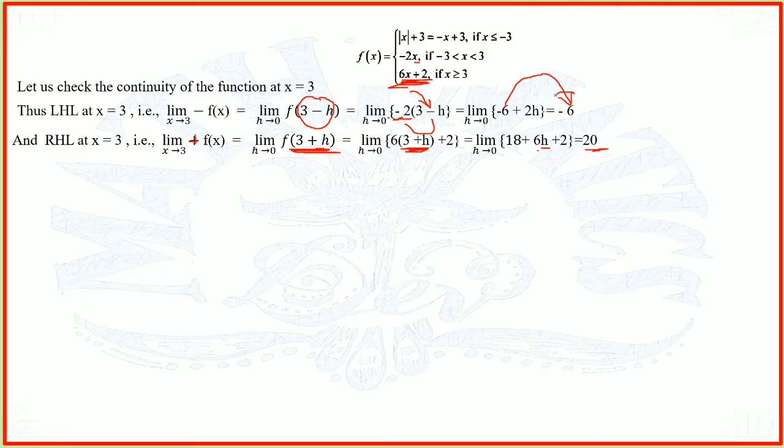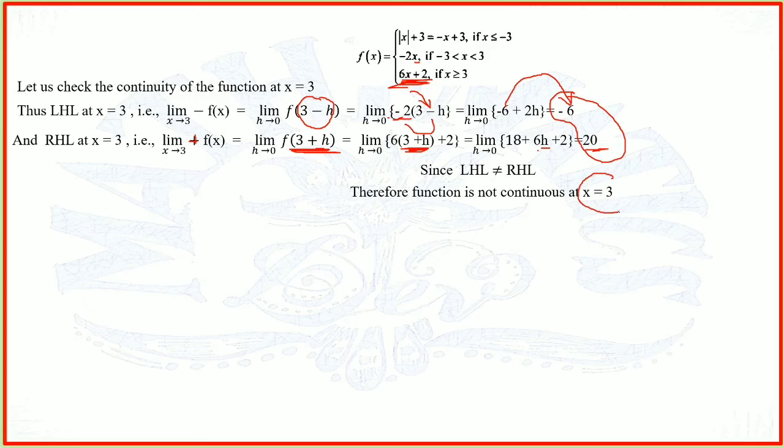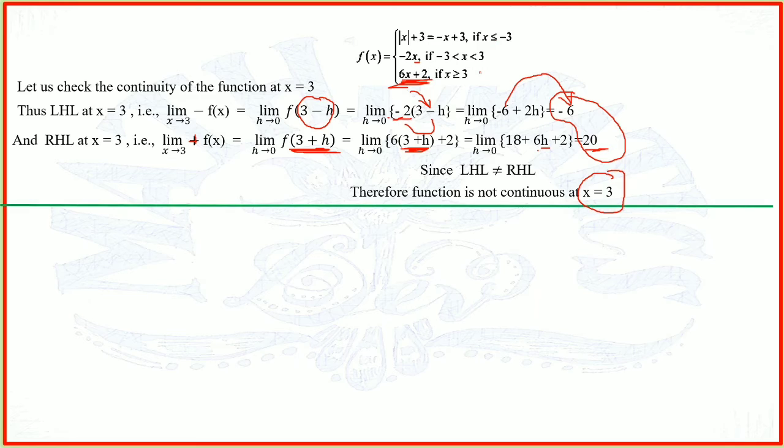Now look at here, the big difference between these two. There's a jump, a huge gap between the right hand limit and the left hand limit. The function is not properly behaving. So that means the left hand limit is not equal to right hand limit, hence the function is not continuous at x is equal to +3, but the function was continuous at x is equal to -3. So that's all about this question.